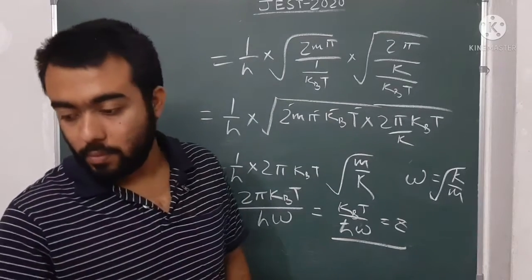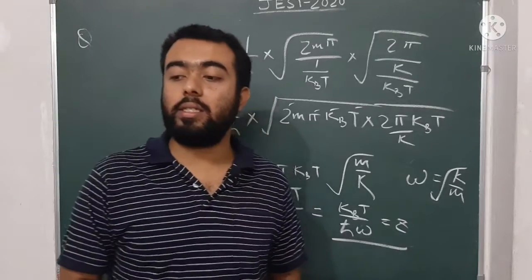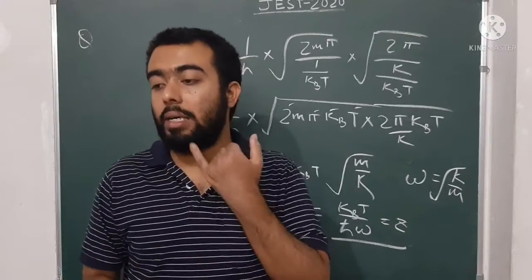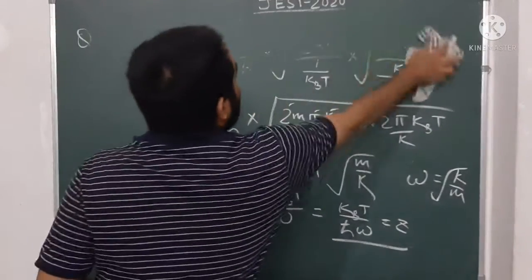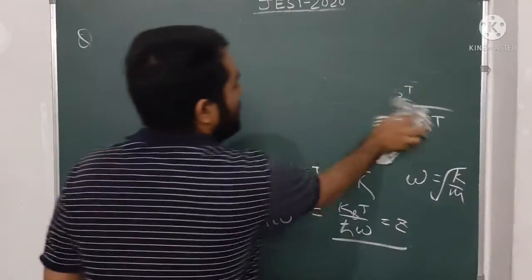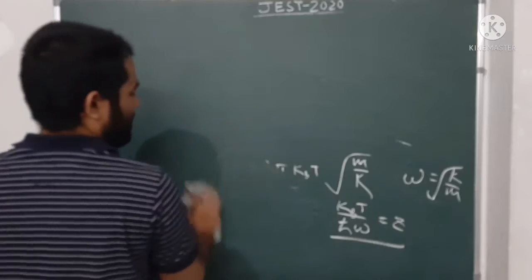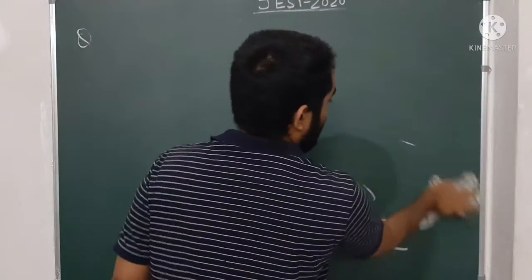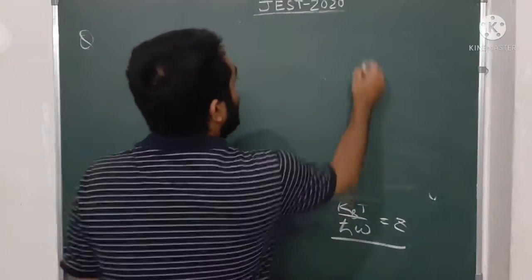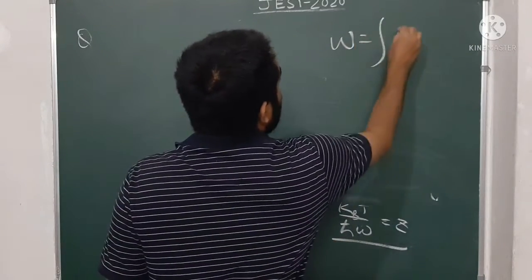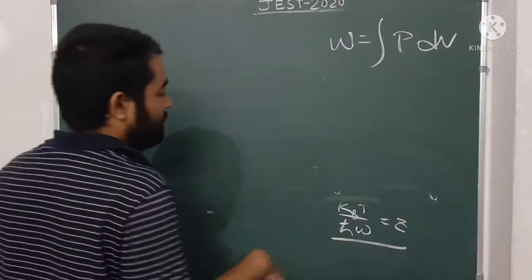Now we have to find, if the spring constant is changed to twice its value isothermally, the amount of work done on the system. So we have to find the work done. This is the partition function. Now the formula for work done is, you know, PdV for an isothermal process. Now we have to find the P.